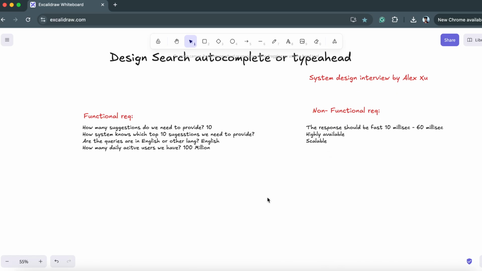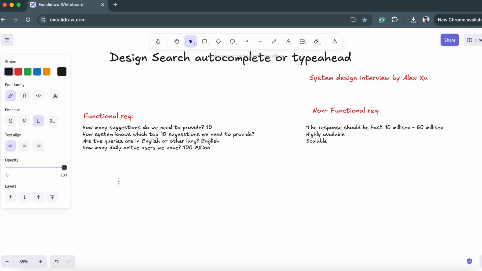Now let's try to design the system. Before that we'll discuss the QPS, that is queries per second. How many queries are we getting on a per-second basis? We have 100 million users, so 100 into 10 to the power of 6 is the number of daily active users. Let us suppose a particular user uses our system 10 times a day, and each time he types a character, that is our request.